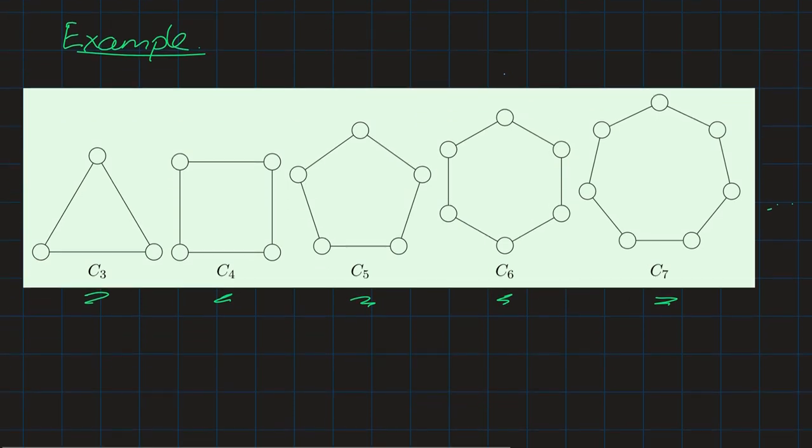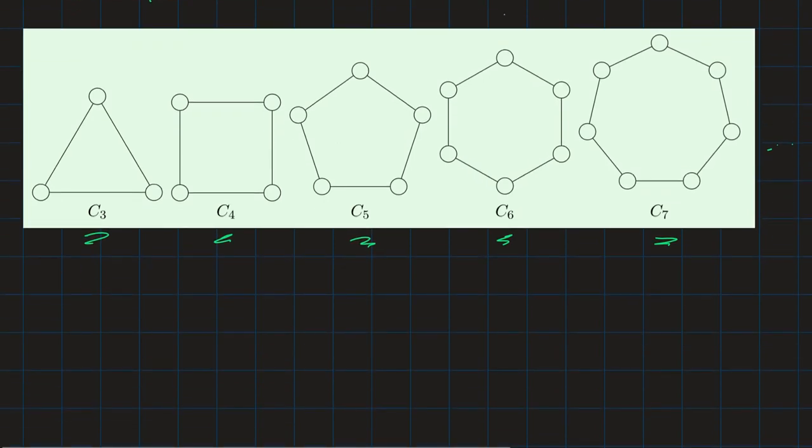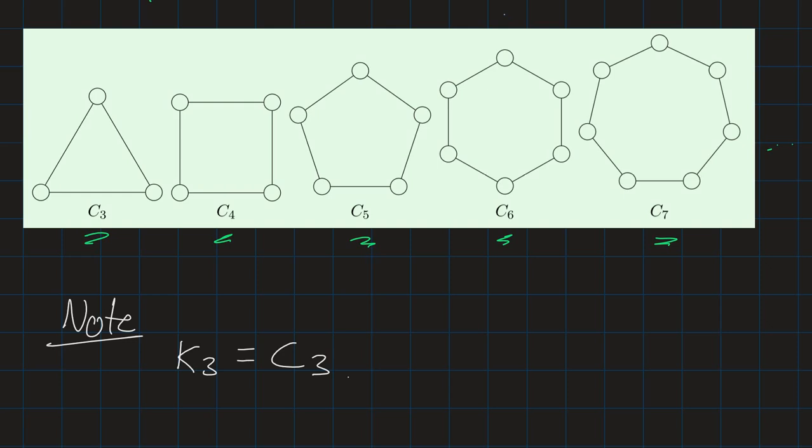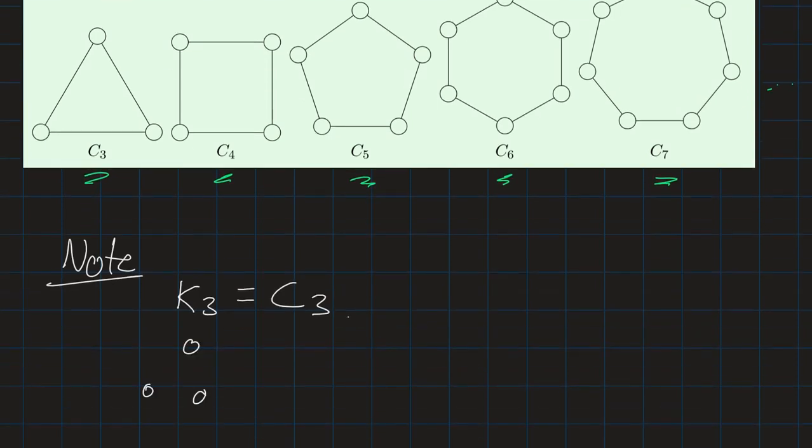Before I finish the video, I just want to note something which you might have already noticed. Sometimes these special families of graphs are not always perfectly disjoint. You might have noticed that K3 is actually equal to C3. K3, if you recall, is like this, and so is C3. And that's perfectly fine. It's just a coincidence that these two graphs happen to be equal.